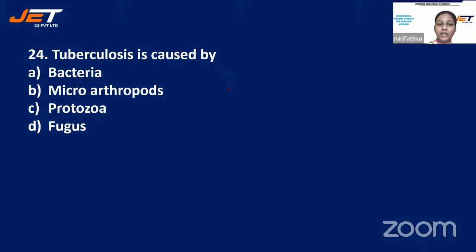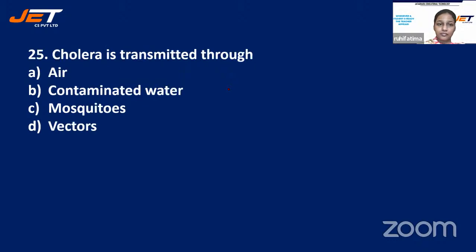Tuberculosis is caused by bacteria, microarthropods, protozoa or fungus. Come on, students. Very well. Bacteria. Tuberculosis is caused by bacteria. We discussed in the theory also, right?